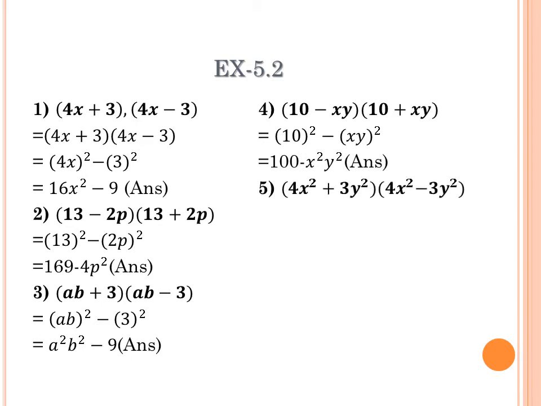In 5, (4x square plus 3y square)(4x square minus 3y square), that means (a plus b) into (a minus b). We can compare with the same formula number 3. So you can write a square minus b square. In here 4x square is the a, 3y square is the b. So (4x square) whole square minus (3y square) whole square. So 4 4s are 16, x to the power 4, minus 3 3s are 9, y to the power 4.